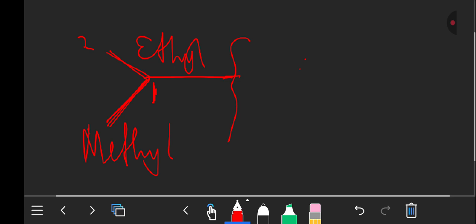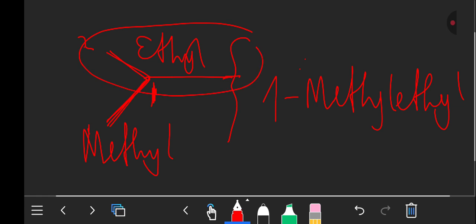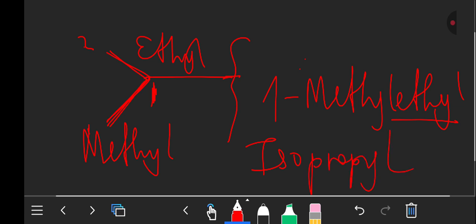So when I want to name this compound, I'll say 1, so the substituent will be methyl. So 1 methyl, as carbon number 1 there is methyl. Then 1 methyl connected to ethyl. I'll consider this as the parent. So it will be 1 methyl ethyl. I'm considering ethyl to be the parent chain. But this 1 methyl ethyl can also be called an isopropyl. Why? Because it has 3 carbons, 1, 2, 3. And because it is forming in this structure, we can call it rather isopropyl.